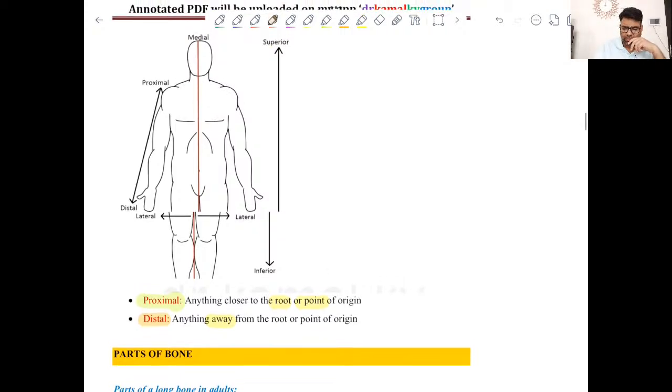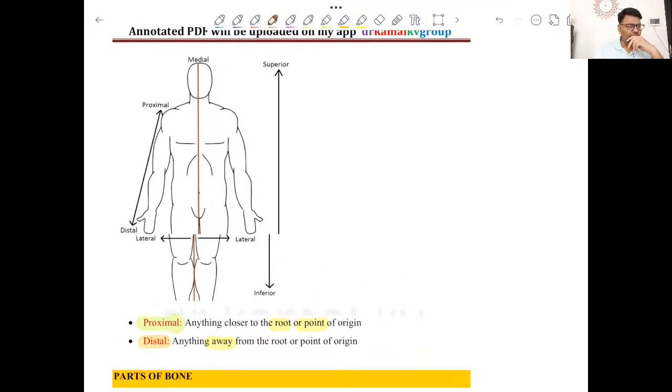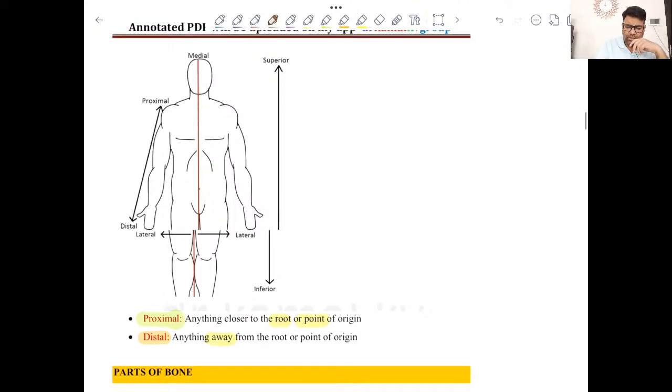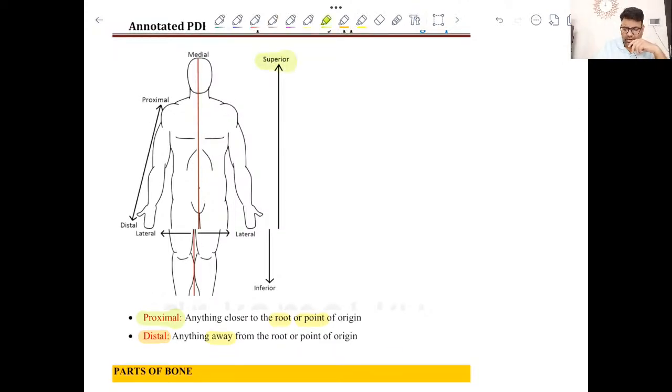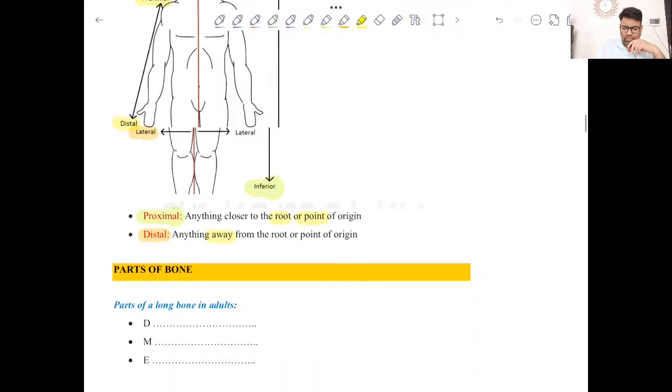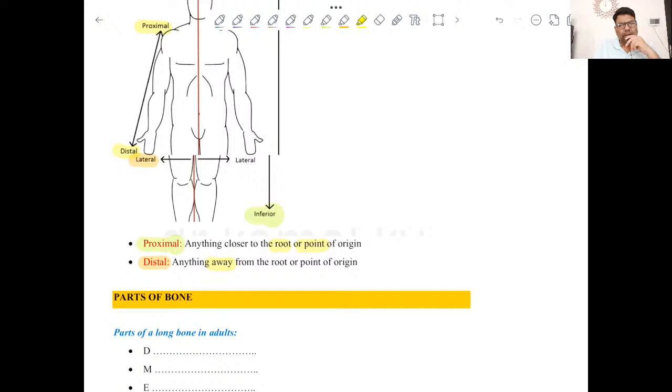Okay, so these are a few terms, and the more you practice, of course, the more perfect you will be with them. So I think superior is clear to all, inferior must be clear to all. Then medial is towards the midline, lateral is away from the midline. Then proximal towards the reference point, and distal maximally away from the reference point. Okay, now this is about the basic terminology which we use in anatomy.